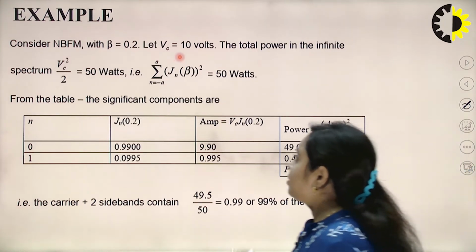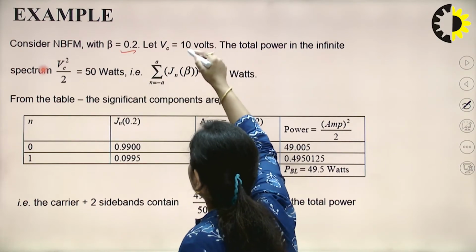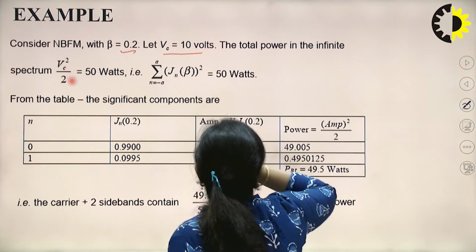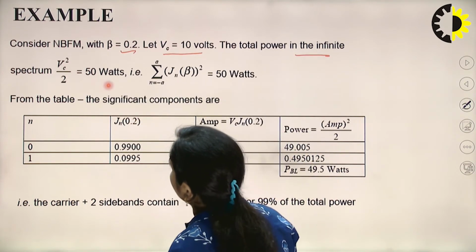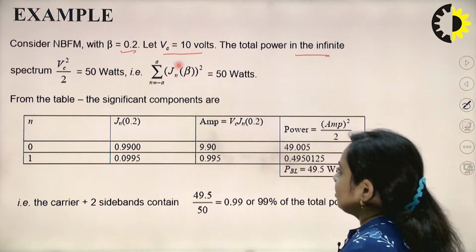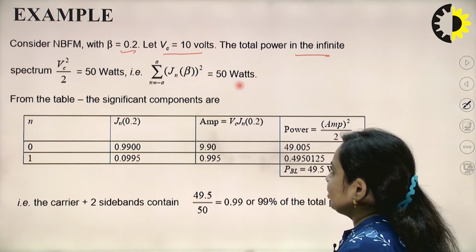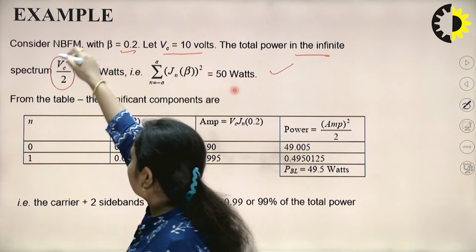Now its beta is equal to 0.2. So this is less than 0.3, and also less than 1. Let Vc be equal to 10 volts. The total power in the infinite spectrum, that is Vc square upon 2, is equal to 50 watts. That can also be written as the summation for n from minus infinity to infinity of Jn(beta) square, equal to 50 watts, which is equivalent to Vc square by 2.